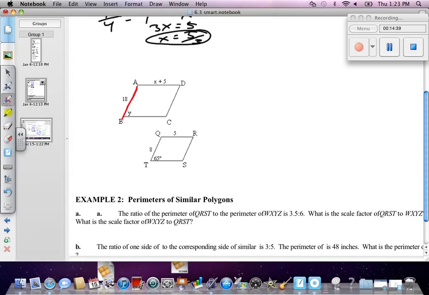Okay, let's look at QRTS. What side corresponds with 18? QT? Okay, so we're going to say 18 over 8 is our scale factor. That reduces to 9 over 4. Do you feel okay about that so far?